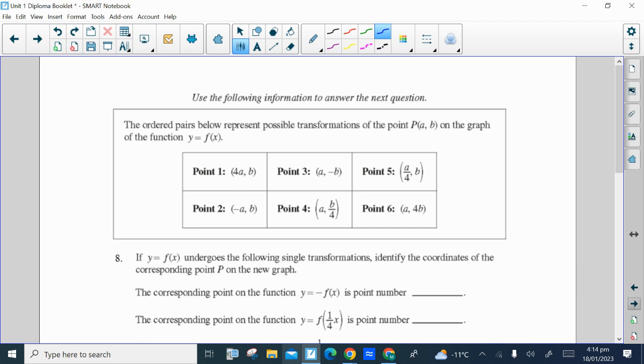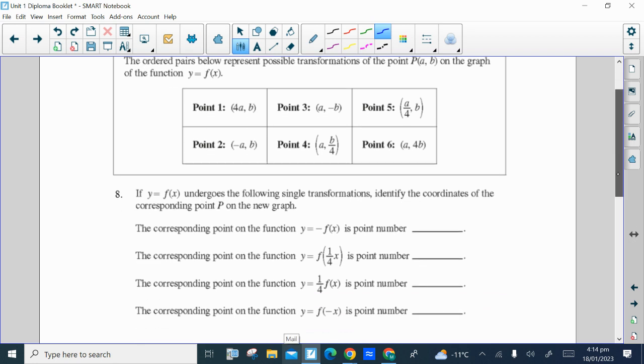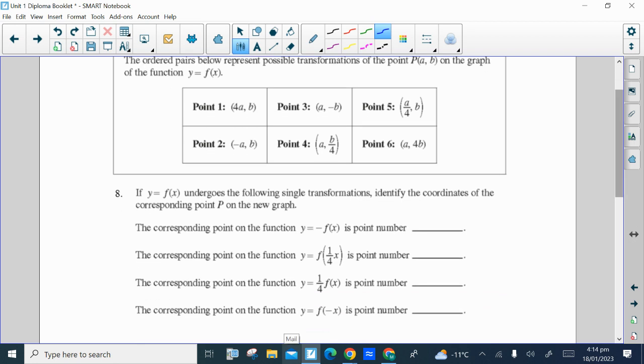On the next page, the ordered pairs below represent possible transformations of the point P, a comma b on the graph of the function y equals f of x. If f of x undergoes the following single transformations, identify the coordinates of the corresponding point P on the new graph. The first one, the corresponding point on the function y equals negative f of x.